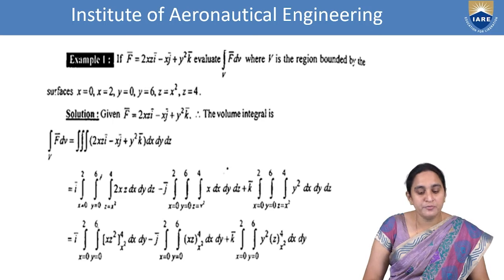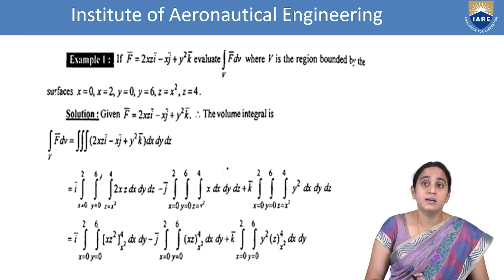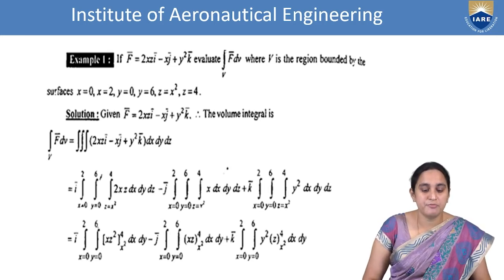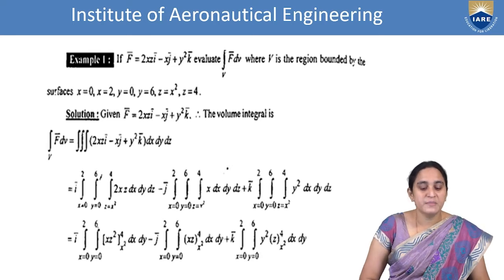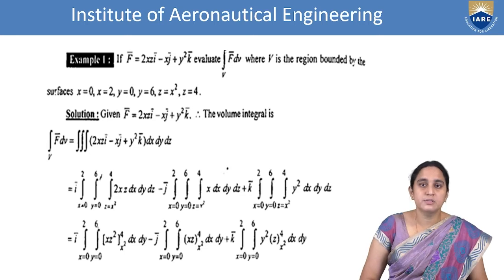Here the vector point function form is 2xz i bar minus x j bar plus y square k bar. Evaluate the integral over V of f bar dv, where V is the region bounded by the surfaces. What are the surfaces here? x is equal to 0, x is equal to 2, and y is 0 and y is equal to 6, and z is equal to x square and z is equal to 4.